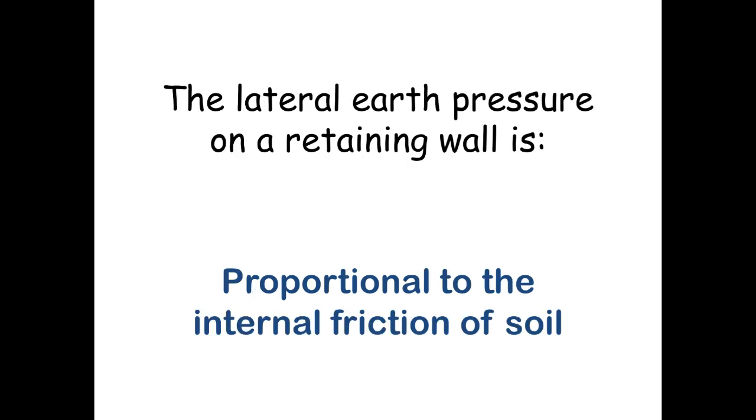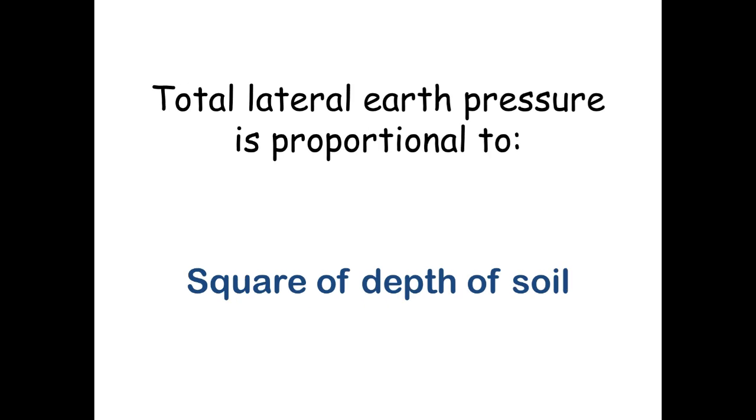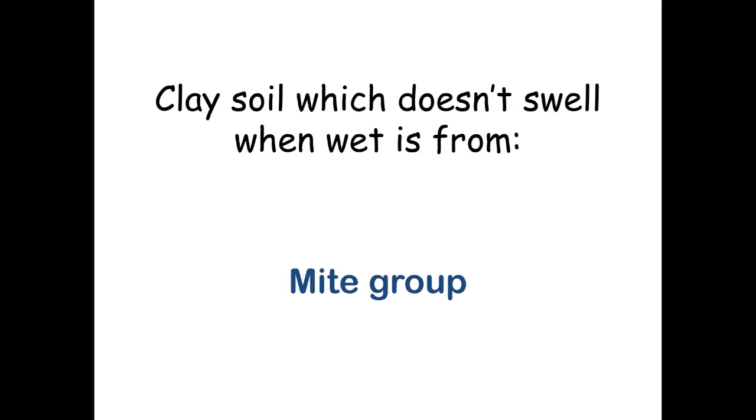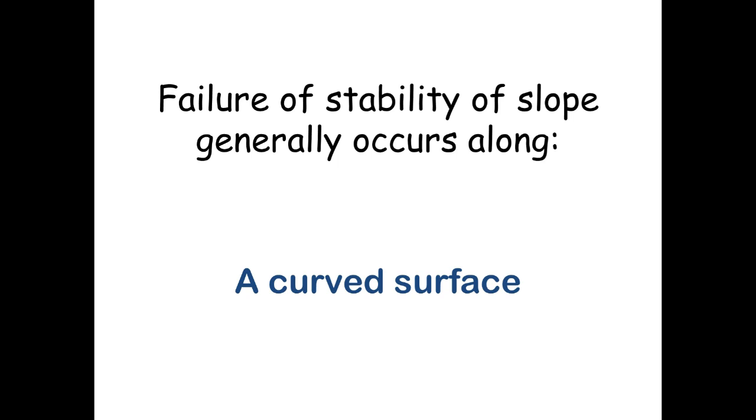The lateral earth pressure on a retaining wall is proportional to the internal friction of soil. Total lateral earth pressure is proportional to square of depth of soil. Clay soil which doesn't swell when wet is from illite group. Coefficient of compressibility of soil is the ratio of strain to stress. The liquid limit and plastic limit exist in clay soils. Failure of stability of soil generally occurs along a curved surface.